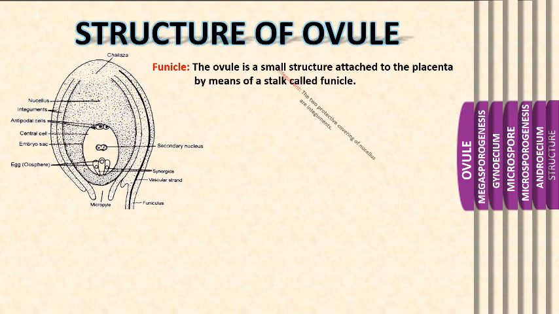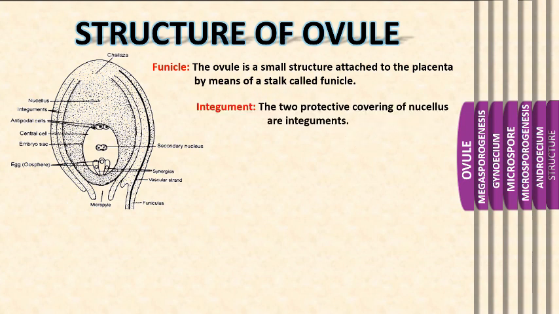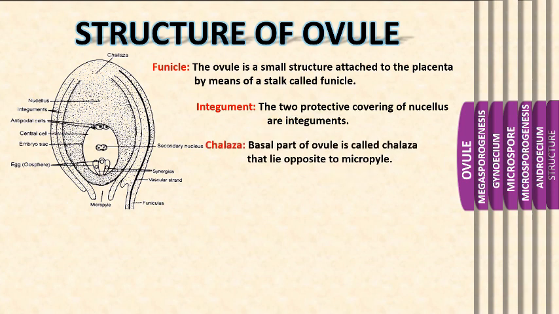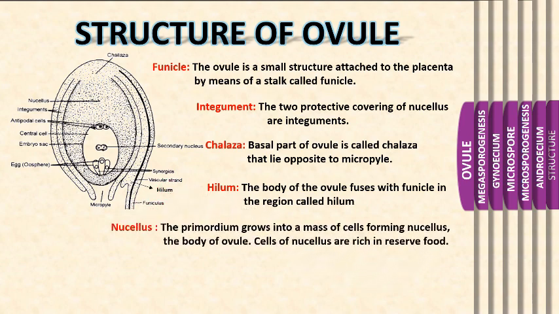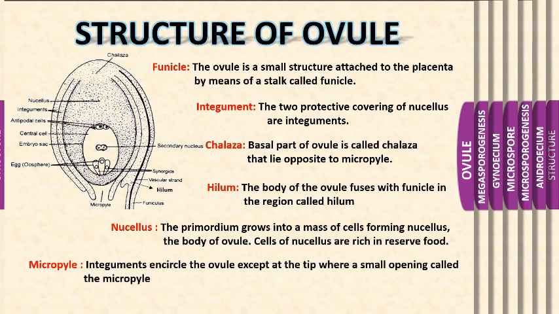The second is the integument. Integument is the covering of the ovule. There are two coverings, inner integument and outer integument. The chalazal end, as I told you, is the end towards which the antipodal cells are present. The hilum is the region where the body of the ovule fuses with the funicle. Nucellus is the tissue, or sporogenous tissue, present around the embryo sac.